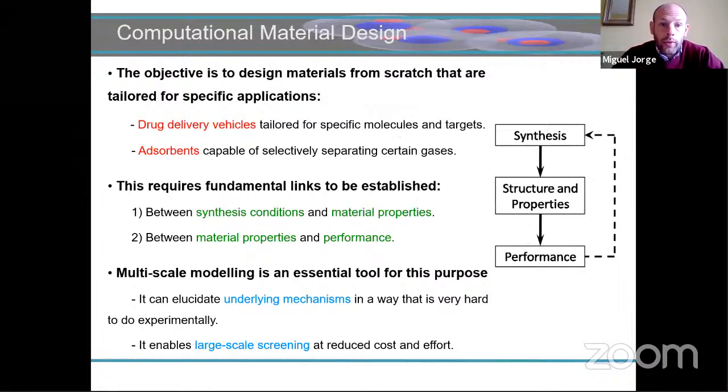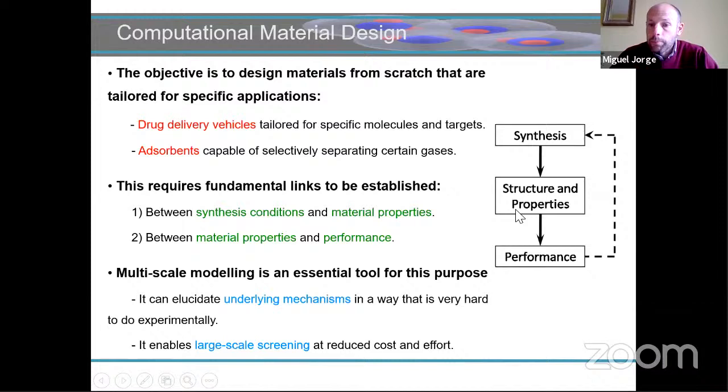As I told you at the start, one of my areas of work is computational material design. We try to develop computational methods that can predict how a material is going to be formed and then how it's going to perform in real life applications. To do that, we must address two essential links. The first is how we connect the synthesis conditions, pH, temperature, concentrations, etc., to the structure and properties of the material that is synthesized at the end. This link is what this particular talk is about.